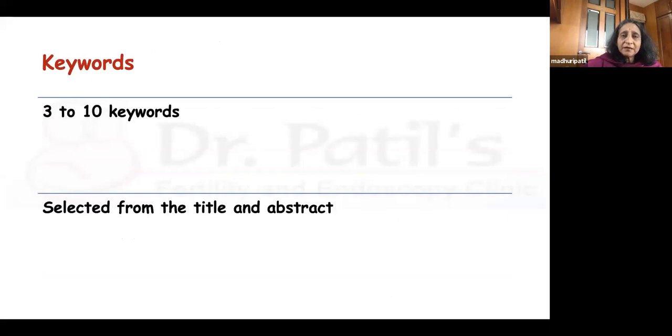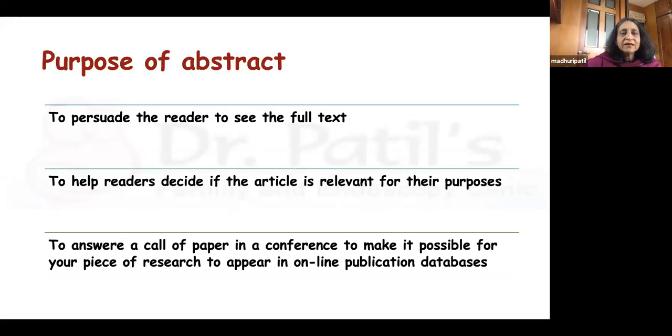Then the other part of that is your keywords. So you have to have at least 3 to 10 keywords which are selected either from the title or from the abstract. The abstract again is the most important part, because many a times a reader is just going to read the abstract, and if he finds that the abstract is interesting, then only he is going to go ahead and read the entire text.